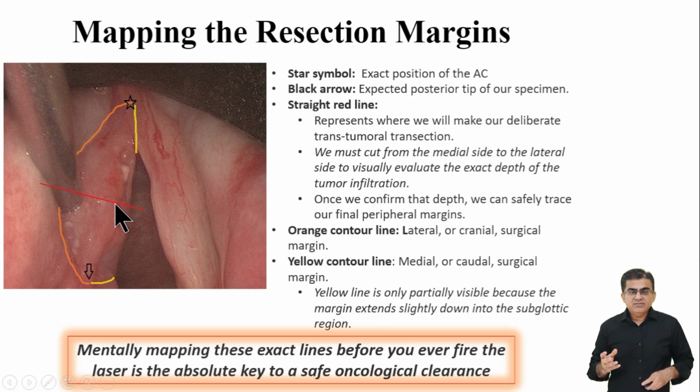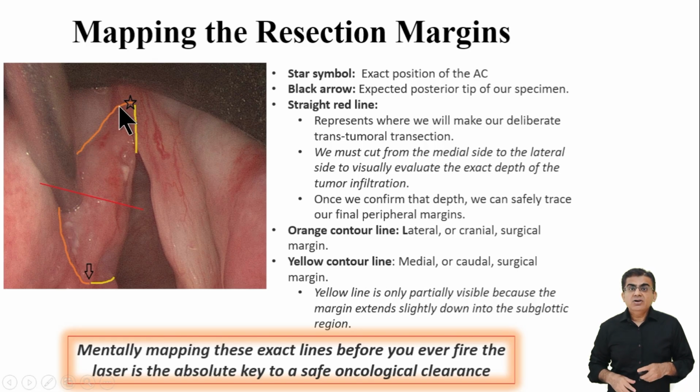As we discussed earlier, we must cut from medial side to the lateral side to visually evaluate the exact depth of the tumor infiltration. Once we confirm that depth, we can safely trace our final peripheral margins. Look at the orange color line on the outer edge, this one. This deliberately marks our lateral or cranial surgical margins.